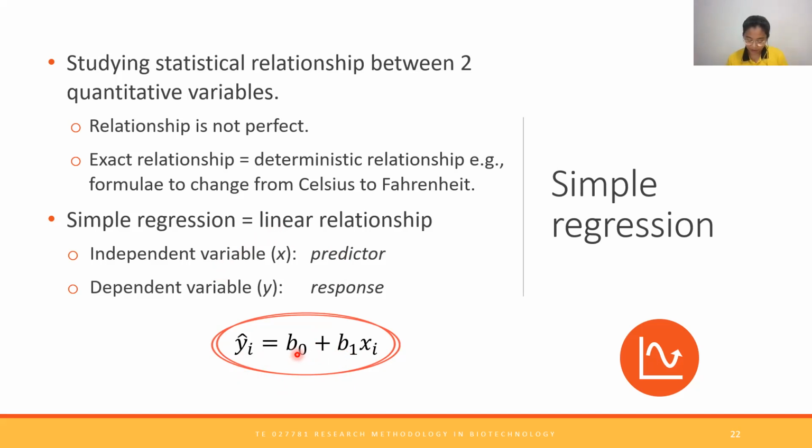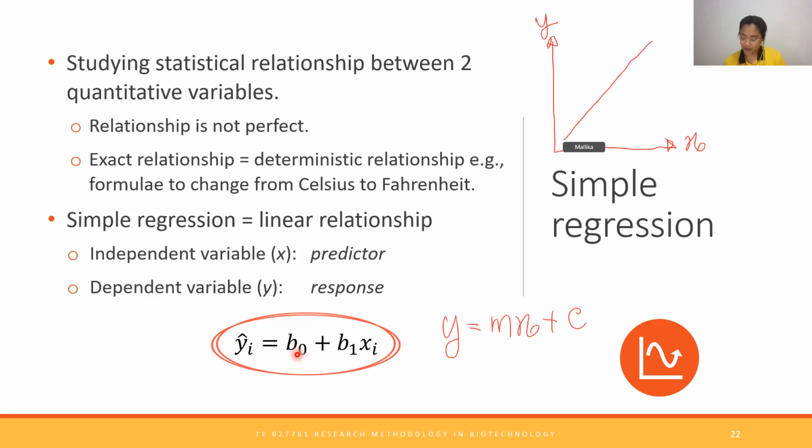So we all know that y equals mx plus c, which is a simple equation that explains the straight line. You have y, which would be your response, and you have x, and then it's linear with slope m. It depends on your x what your y would become. So that is a simple regression.